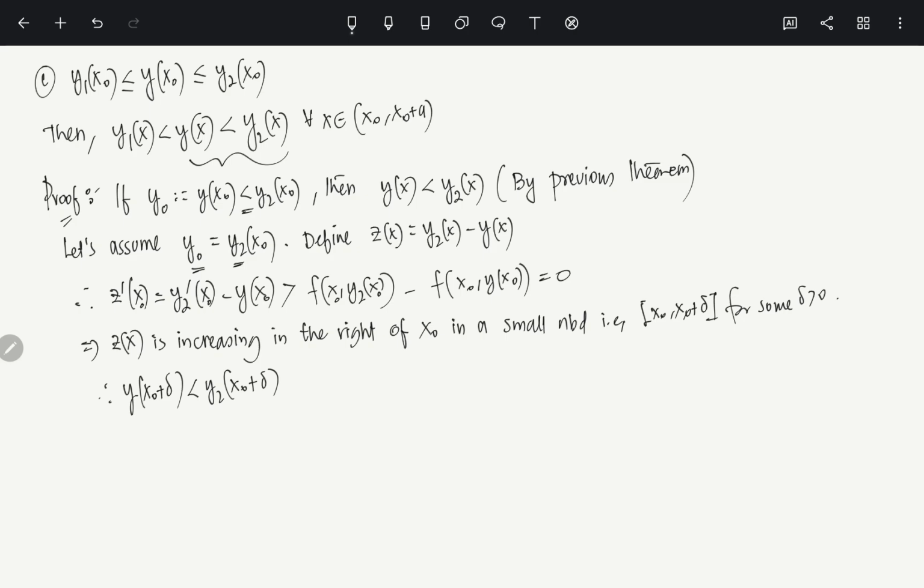Okay, now you see you have your new initial condition, which is x naught plus delta. If you think of it, y1 and y2 start from x naught plus delta. So for all x after x naught plus delta, y of x must always be less than y2 of x, for all x greater than or equal to x naught plus delta. This is from the previous theorem.